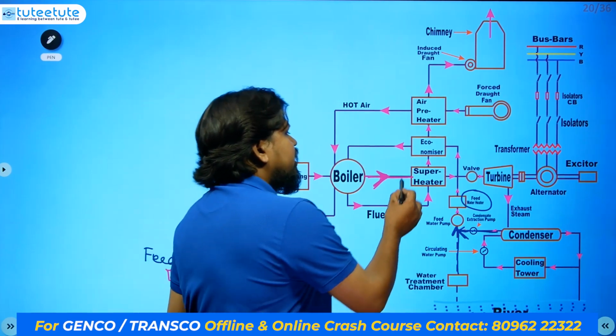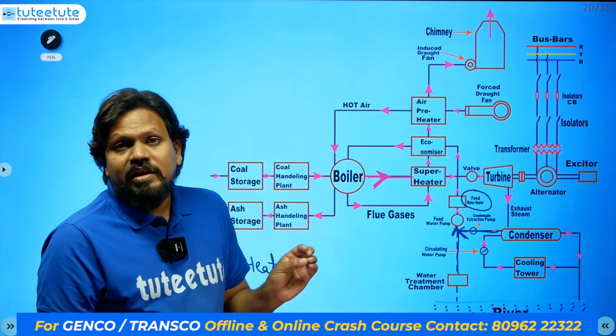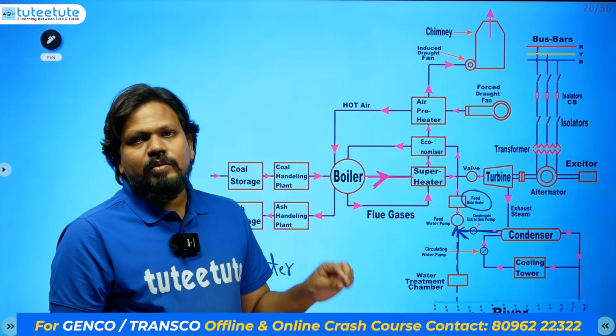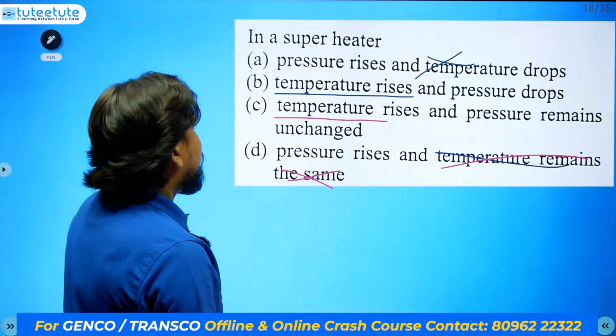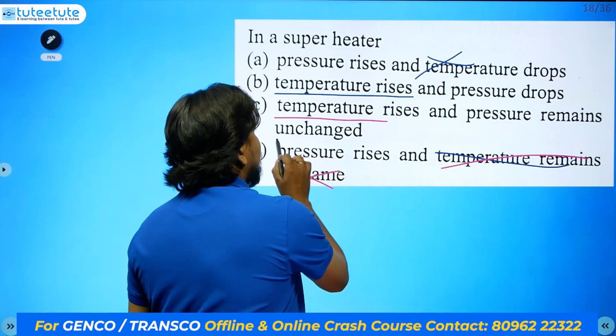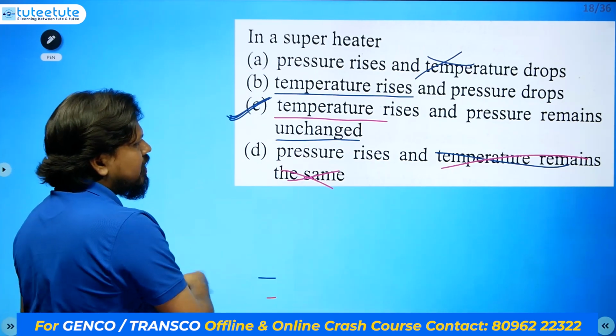So that's why in the superheater, what is happening? Temperature rises and pressure will be unchanged. That is the answer for this question. Temperature rises and pressure remains unchanged. Option C is the correct one. Okay, see, very important bits, all these things.